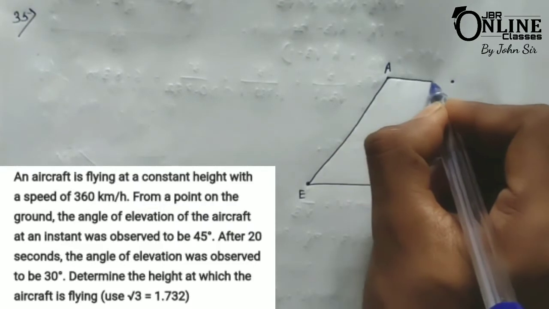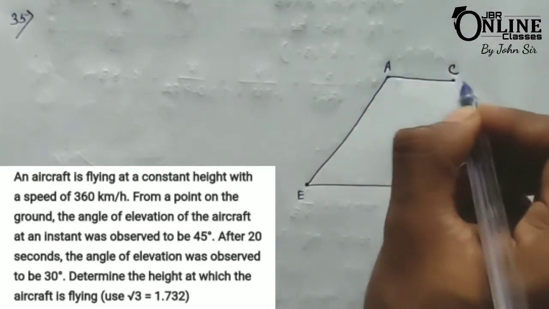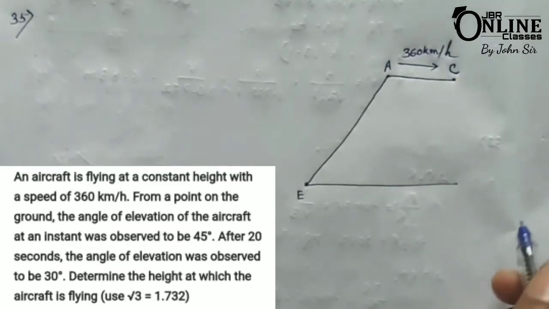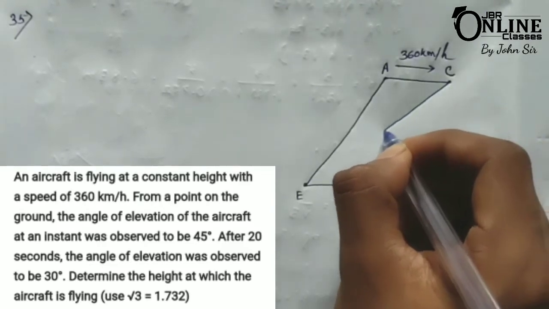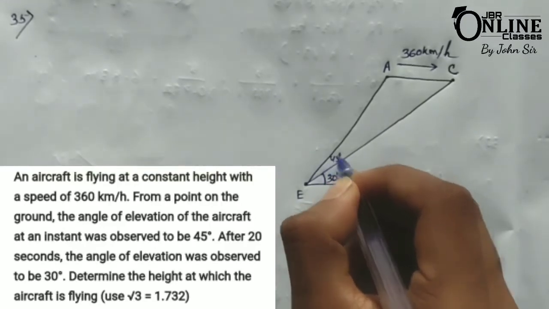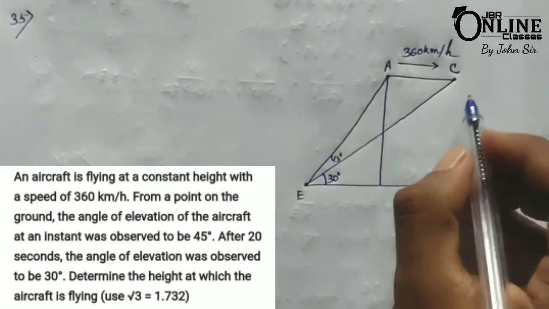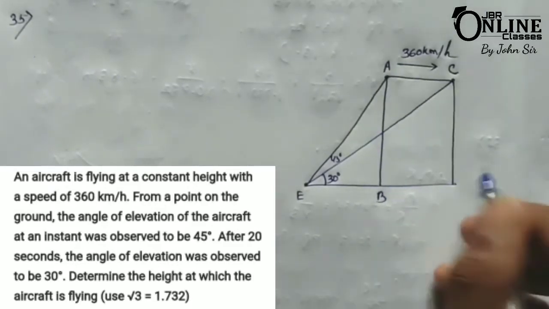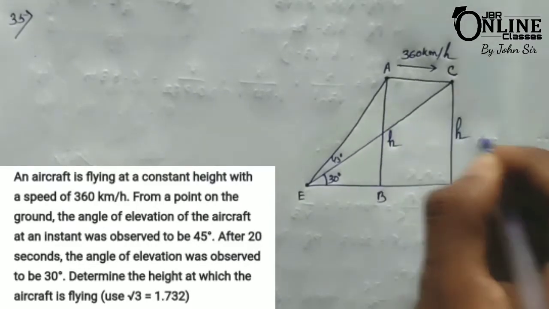So suppose this is the second position of the aircraft. That is the first position, and that is the second position, where the speed equals 360 km per hour. Now the angle of elevation has changed to 30 degrees. First one equals 45 degrees, second one equals 30 degrees. That is the height of the aircraft from the ground level, and CD is also the height of the aircraft from the ground level. Now if AB equals H, then CD is also H.